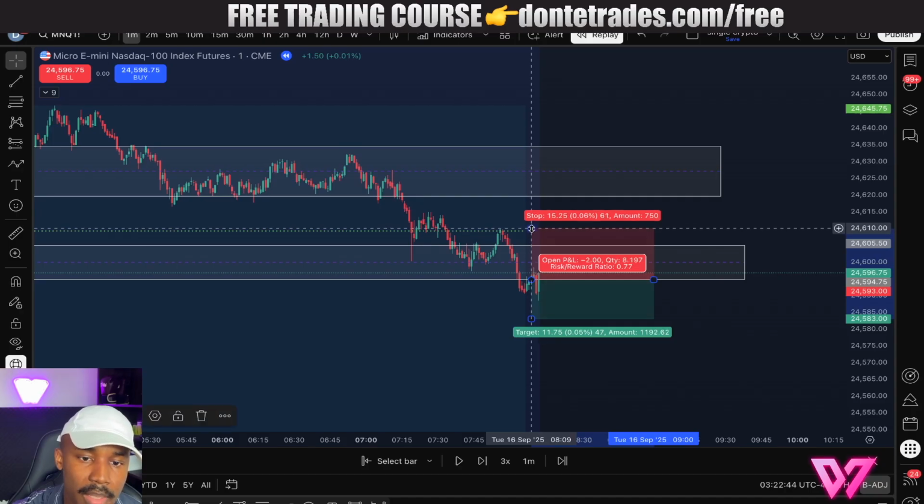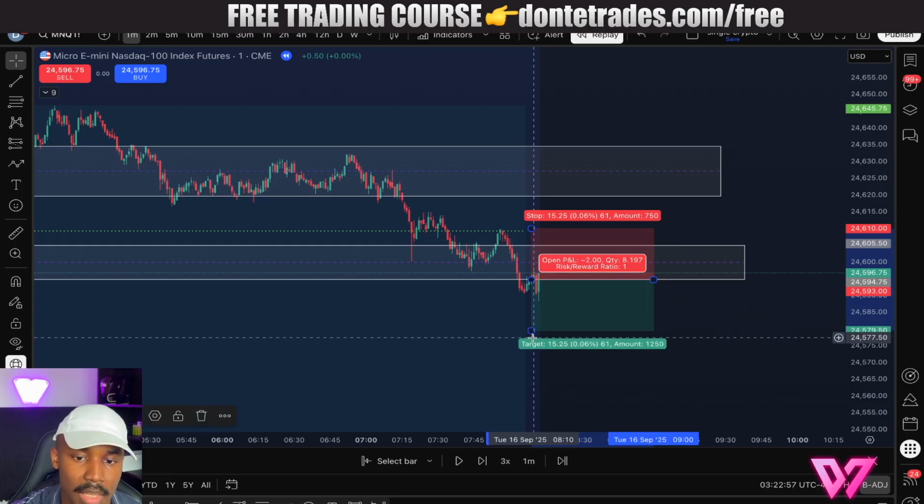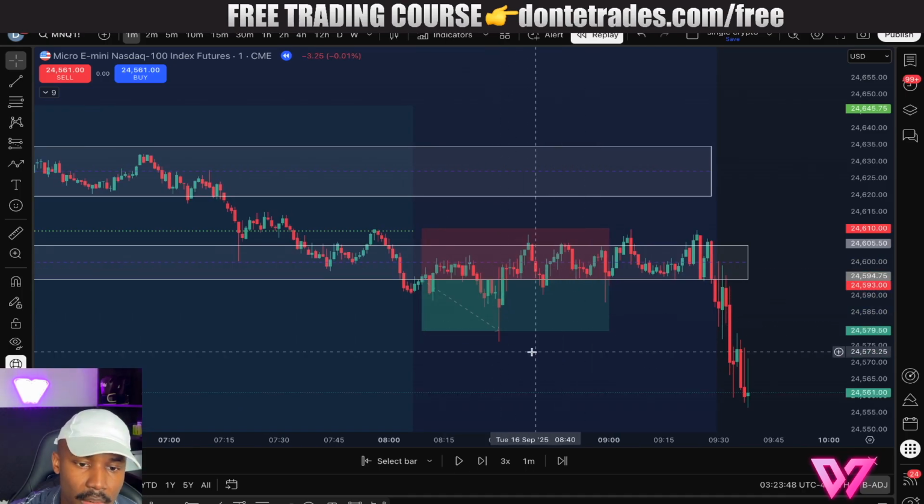And if we break above this level here, this is a logical level. If we break above this swing high area, which is also in confluence with value area high, then I definitely would want to get out of that trade. And then my take profit would have been at 1-to-1. And if we just let that play out here, obviously we would have actually got the W on that trade right here.